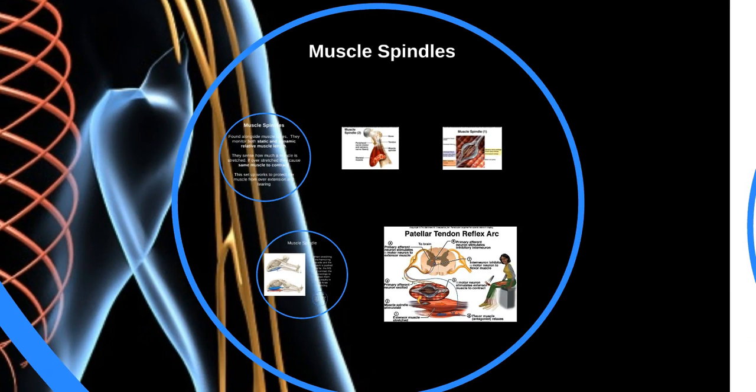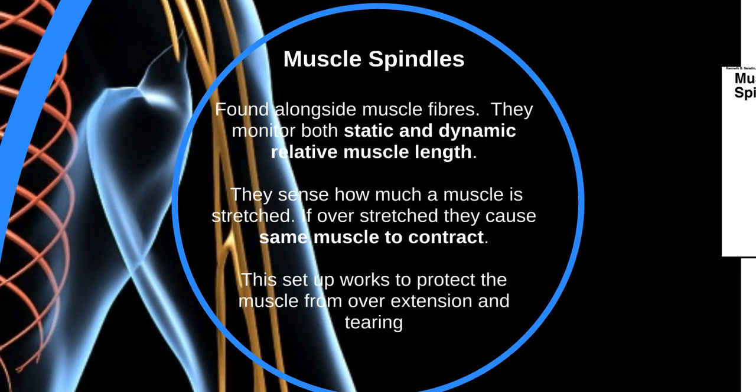All right, second last one we look at is muscle spindles. Muscle spindles, as you can imagine by the name, are found in your muscles, and they monitor static and dynamic muscle length, which means they monitor your muscle's length when you're sitting or standing and not moving, and they also monitor it when you are moving and running and jumping and doing all those things. The idea is that they will protect you from tearing a muscle.